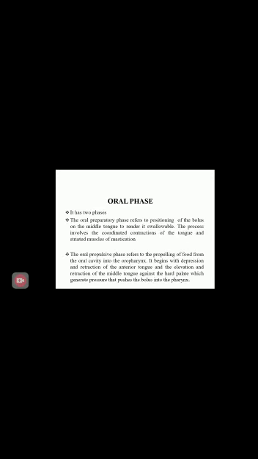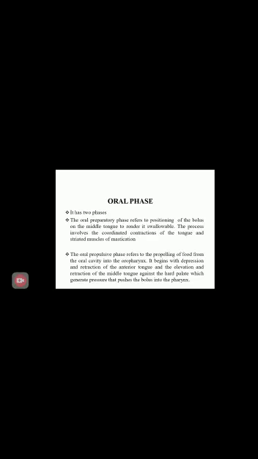All right, let's take a look at the first phase, the oral phase. The oral phase is a voluntary phase. It has two phases. In other words, it is subdivided into two phases. Number one, the preparative phase. Number two, the propulsive phase.